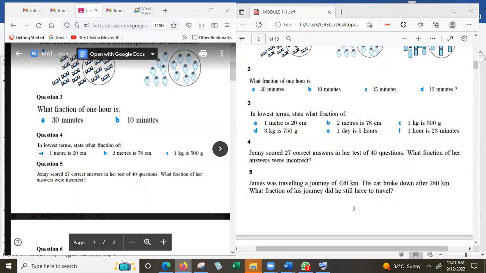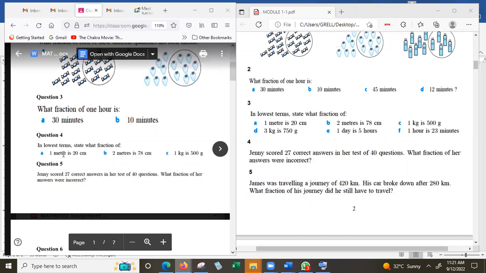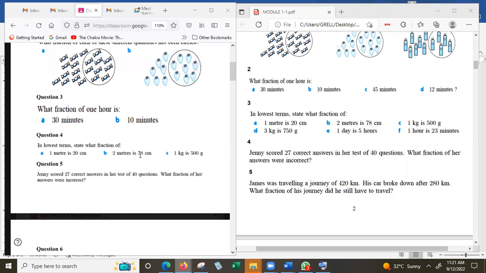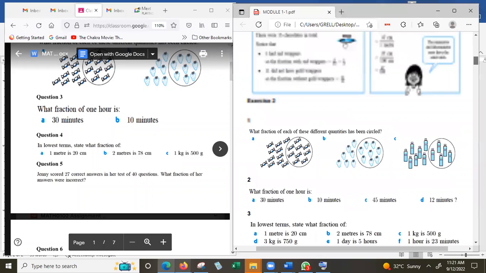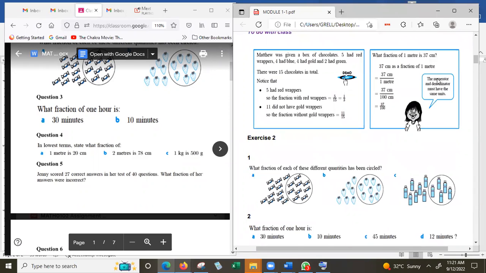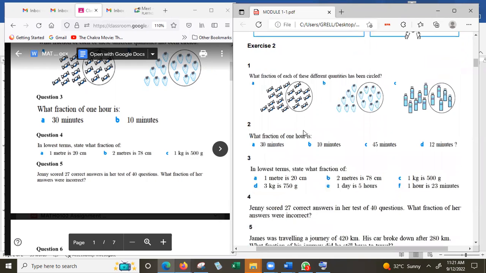Number 4 says, in lowest terms, state what fraction of 1 meter is 20 centimeters. What fraction of 2 meters is 78 centimeters? Okay, so this is very similar to this question there in the module, and the example we discussed here. What fraction of 1 meter is 47 centimeters, etc. What fraction of 1 hour is 40 minutes.